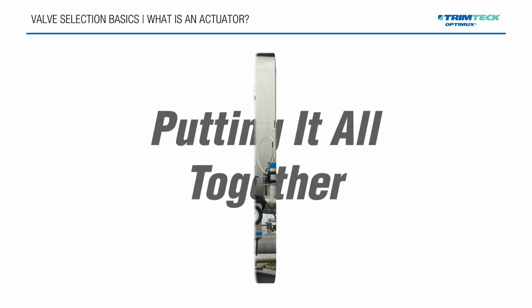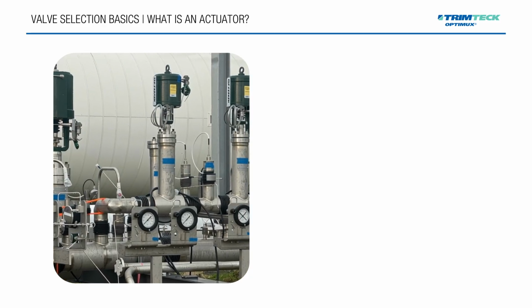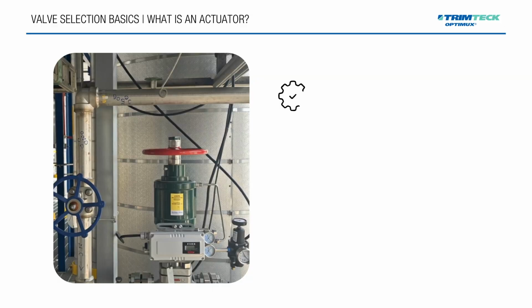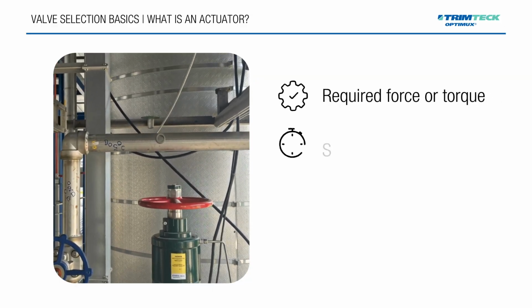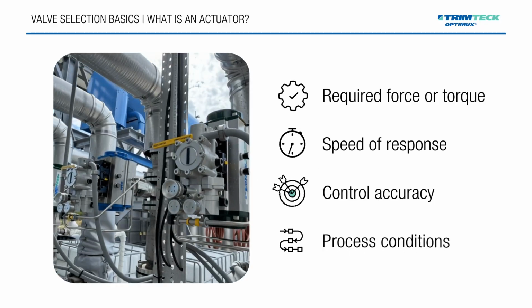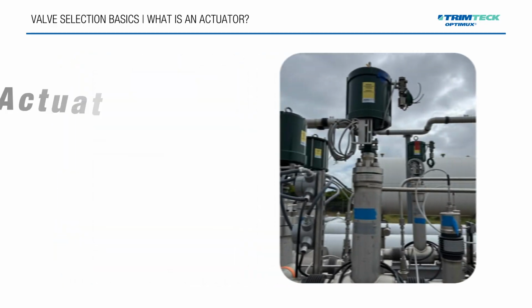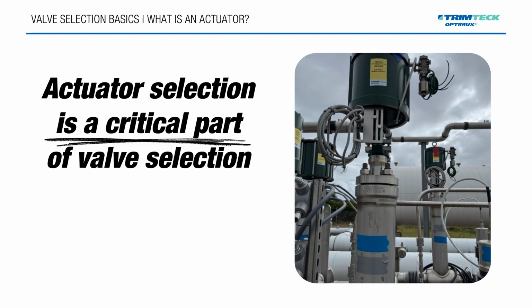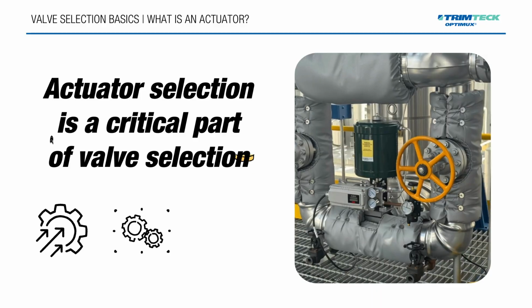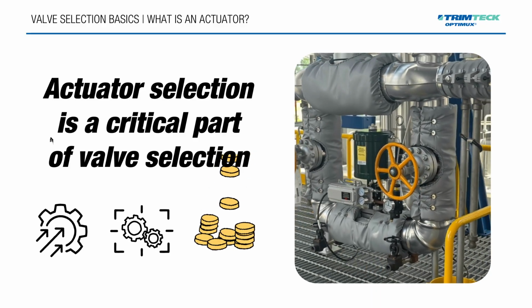A control valve is only as effective as its actuator. The actuator must be properly selected based on required force or torque, speed of response, control accuracy, and process conditions. In practice, actuator selection is a critical part of valve selection and directly impacts performance, reliability, and life cycle cost.